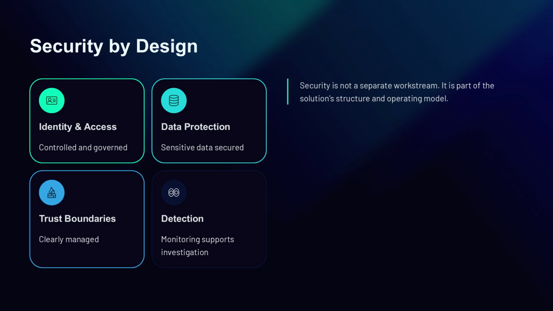With observability in place, you now embed security by design in the solution architecture. You define how identity and access are controlled, how privileged access is governed, how data is protected, and how trust boundaries are managed. You ensure monitoring supports detection and investigation, and you ensure security responsibilities are clear after go live.